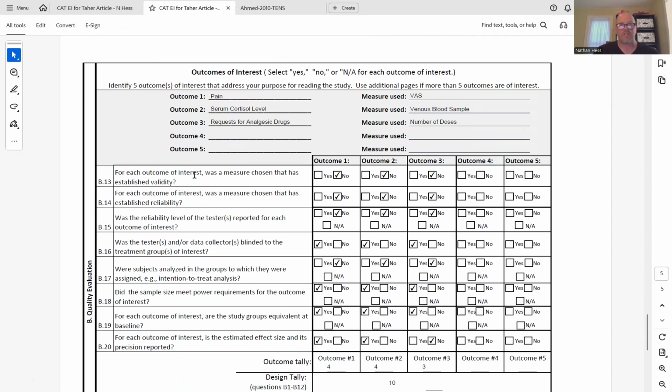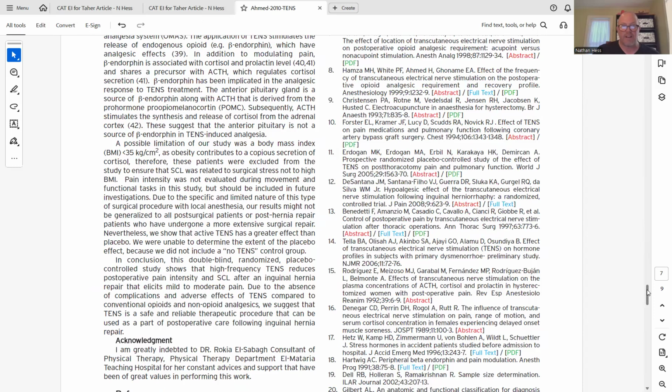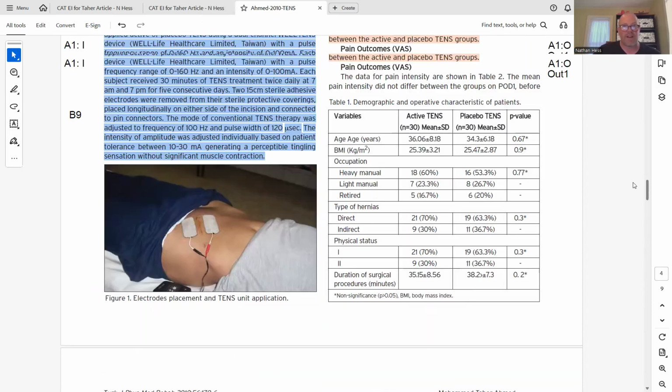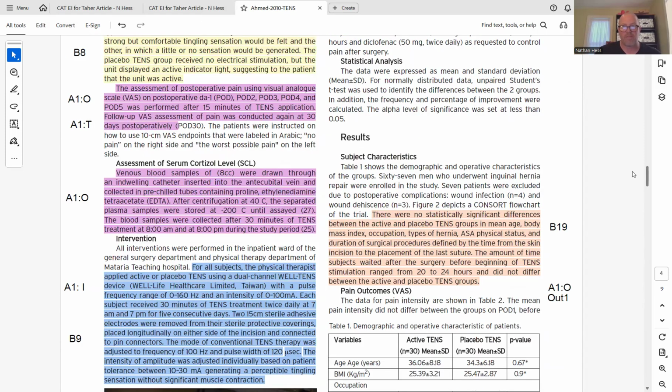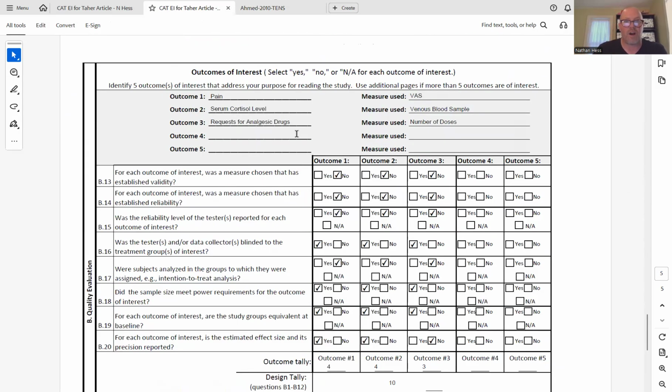For each outcome of interest, was a measure chosen that has established validity? So you don't have to know this. The author should tell you that they are valid instruments and give backing for that. And if you look through, again, these 3 different outcomes, the results sections, they talk about them in particular, they don't give any backing for why they chose what they chose. So that's why you can see all these are checked no as far as validity goes.